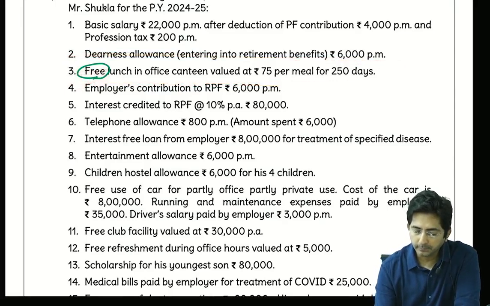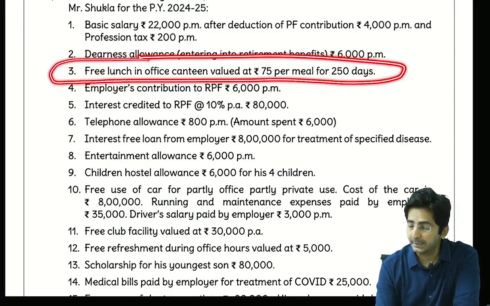Free lunch in office canteen. Can you see this? I want the full presentation. First, what will you do? 75 into 250 days, multiply. How much do you get? 18,750 in the inner column.